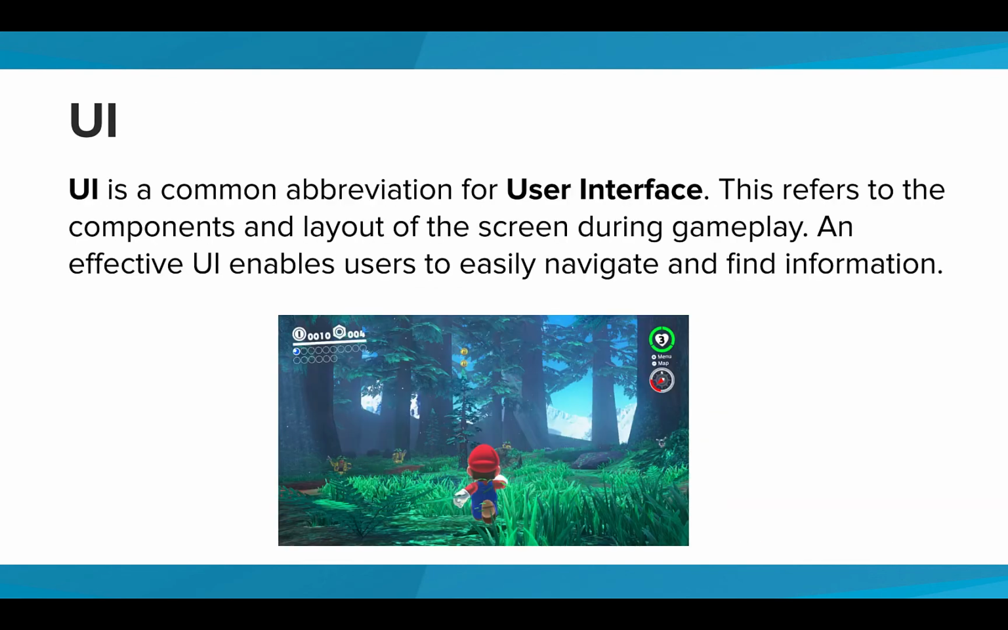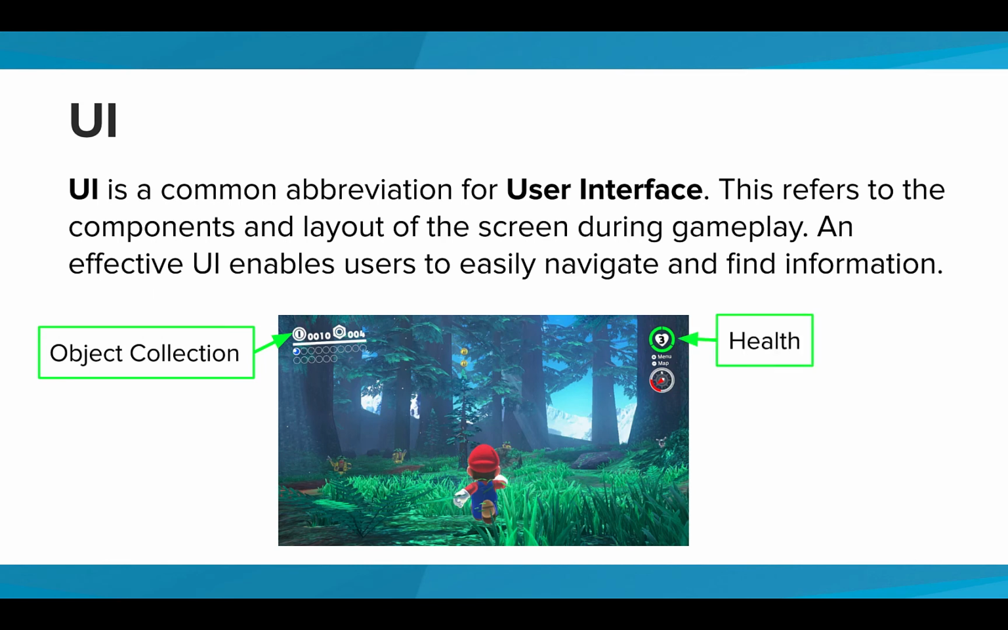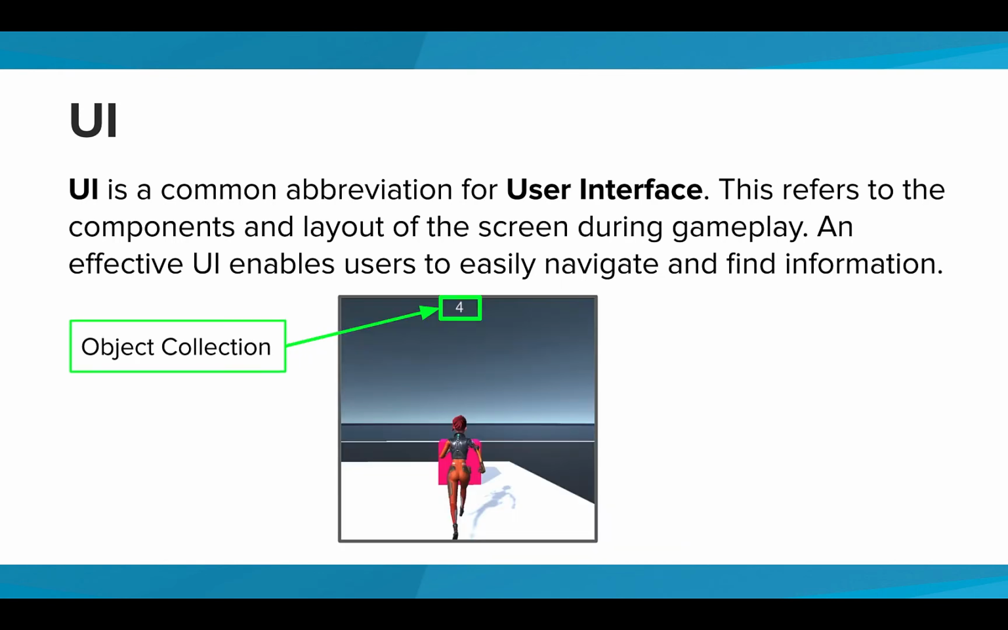UI is a common abbreviation for user interface. This refers to components and layout of the screen during gameplay. An effective UI enables the user to easily navigate and find information. In this screenshot of a Mario game, you can see the UI has 3 elements: information about object collection, health, and the map. In this lesson, you'll learn how to add a simple score to the UI.